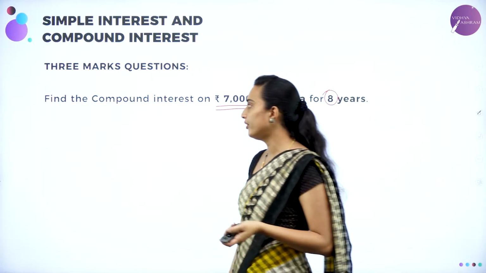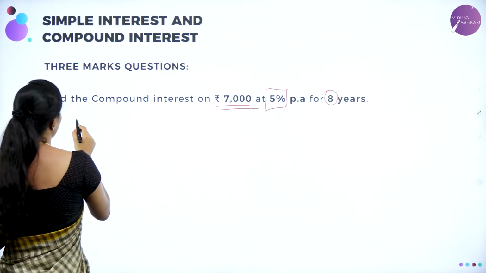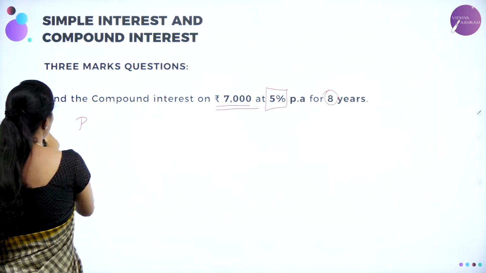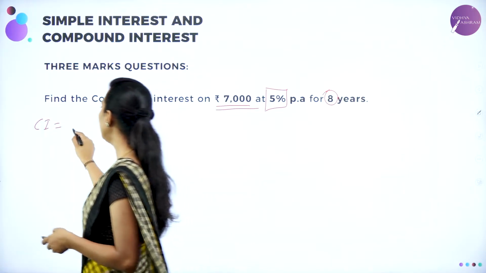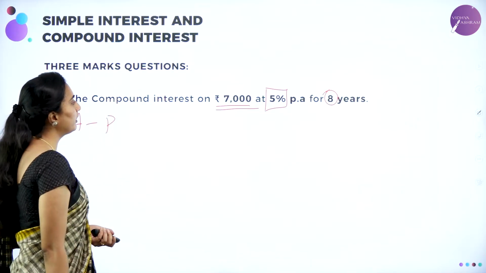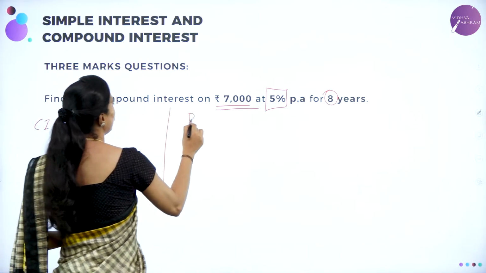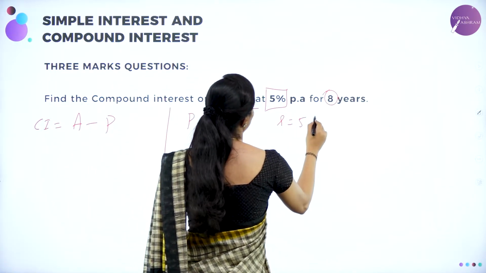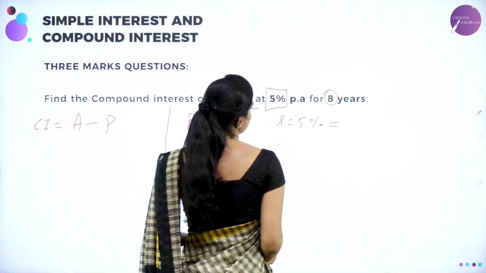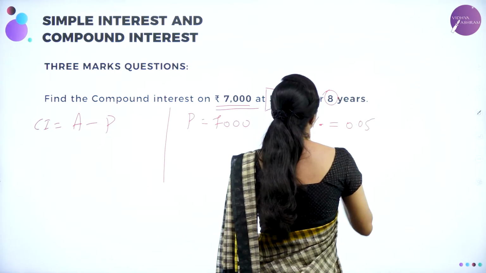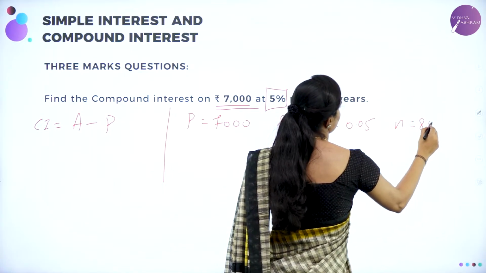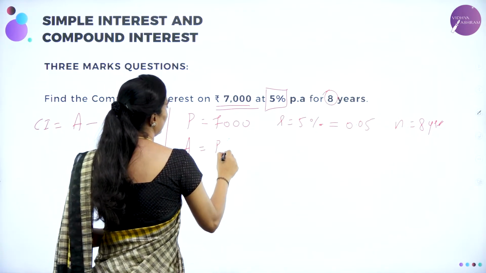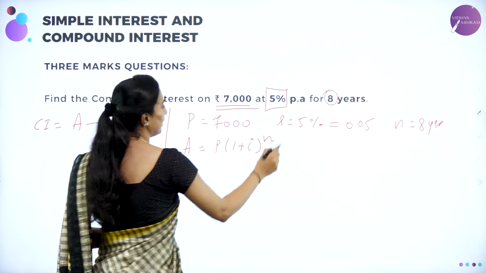You need to find out the compound interest. So we know that CI is equal to A minus P. Now, you need to find the compound interest on P equal to 7,000, at rate of interest R equal to 5%, which can be written as 0.05, for 8 years, n equal to 8 years, correct? Now, what is the formula you have? A is equal to P into 1 plus I whole to the power of n, isn't it?